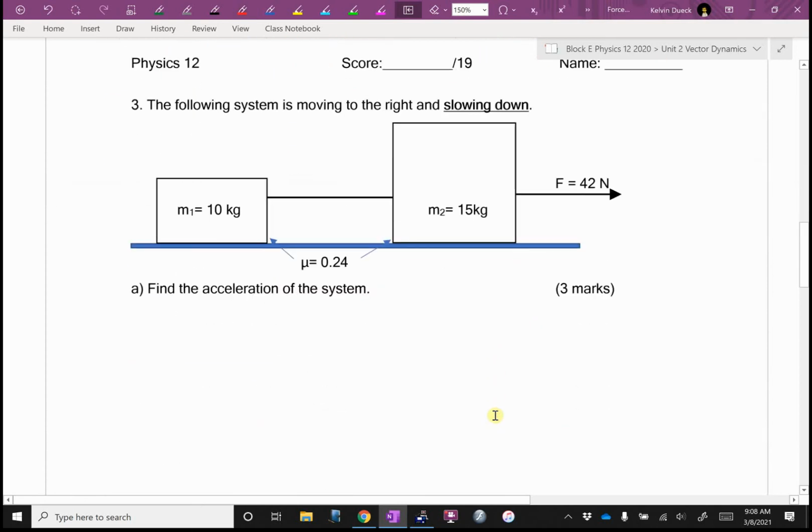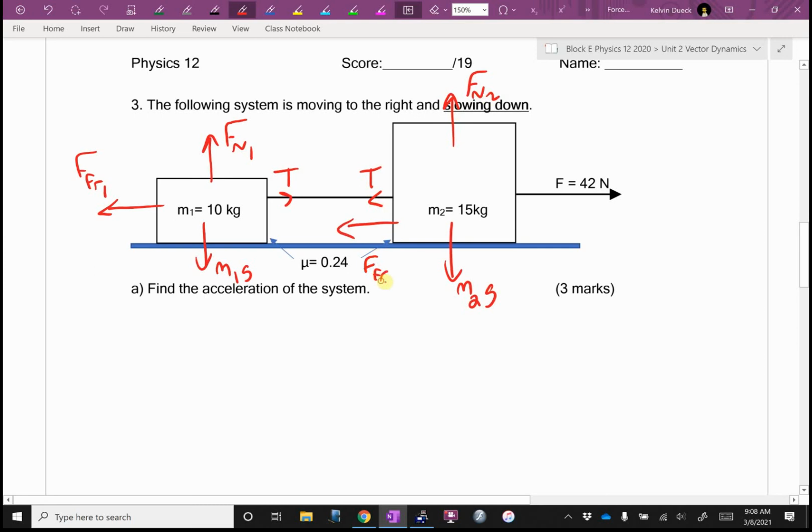The following system is moving to the right and slowing down. Okay. Find the acceleration of the system. So I guess someone is pulling this with 42 newtons, but that 42 newtons is not enough to speed it up. M1G, normal force number 1. I guess now there's friction force number 1 to go with normal force number 1, tension. M2G, normal force number 2 to go with mass number 2, tension. Friction force number 2, and F applied.